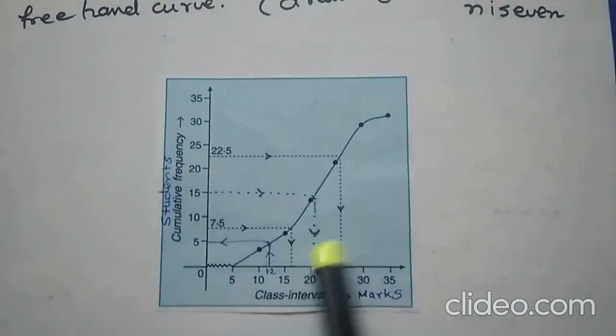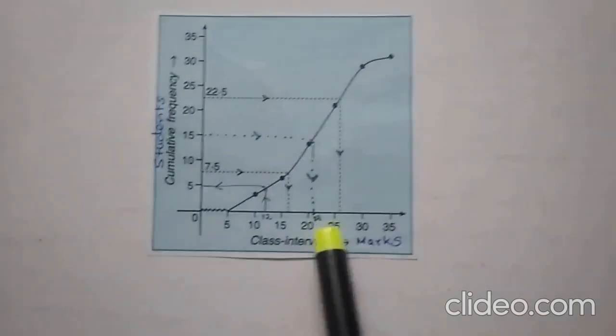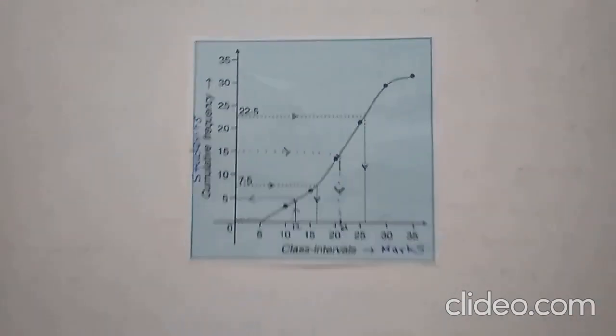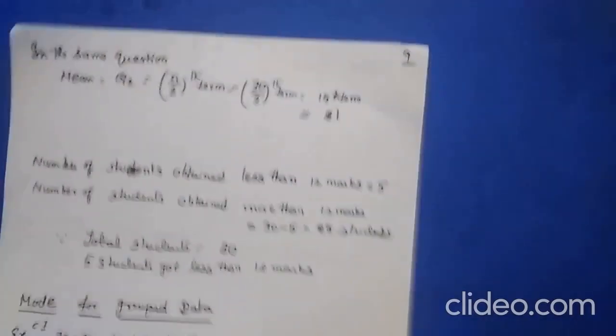Opposite to 15, draw a horizontal line and draw a vertical line. It intersects on the x-axis at 21. Therefore, the median is 21. Next, I am going to teach about the mean.